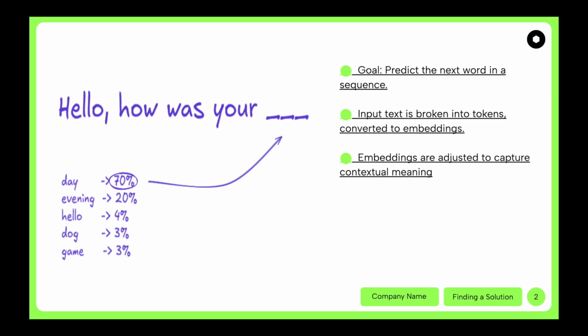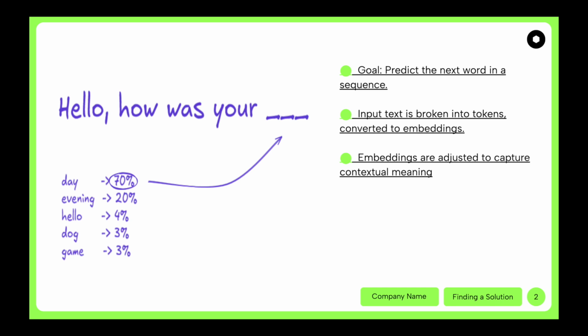Then these tokens are converted into embeddings. We can think of embeddings as high dimensional vectors with many dimensions that capture the meanings of the words. The job of the transformer is to adjust these embeddings and provide the context, what these words actually mean based on the context.